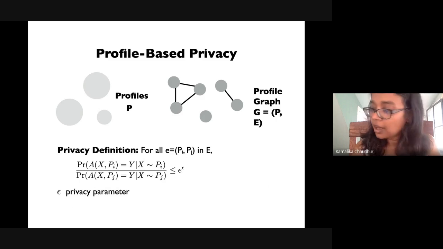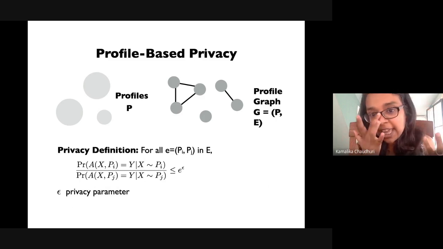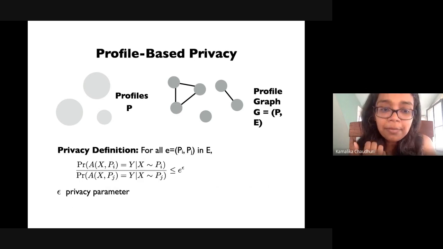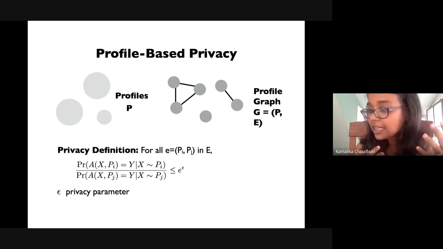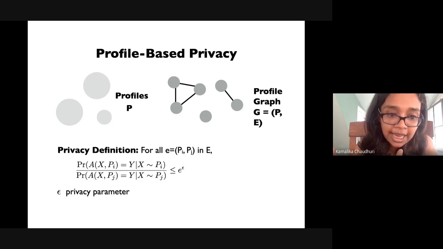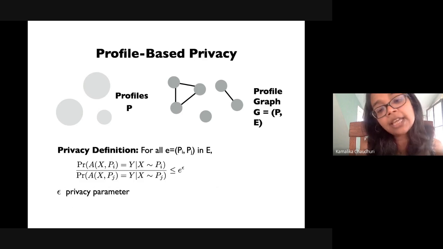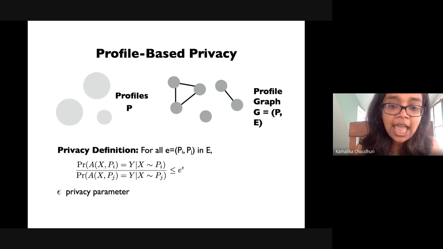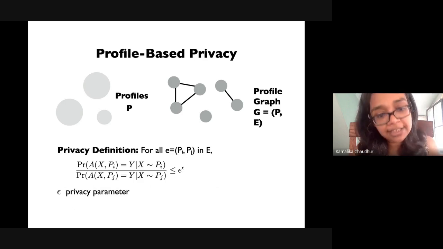If you have profiles PI, for all edges PI, PJ in your graph, remember PI is a distribution. Your algorithm takes in X and PI. The probability that A of X, PI is equal to Y, conditioned on X being drawn from PI, over the probability that A of X, Pj is equal to Y, conditioned on X being drawn from Pj, is at most e to the epsilon. And here again, epsilon is the privacy parameter.